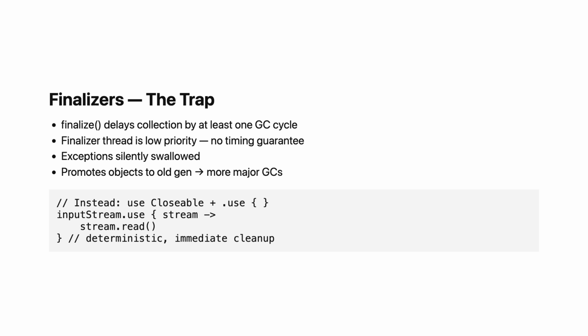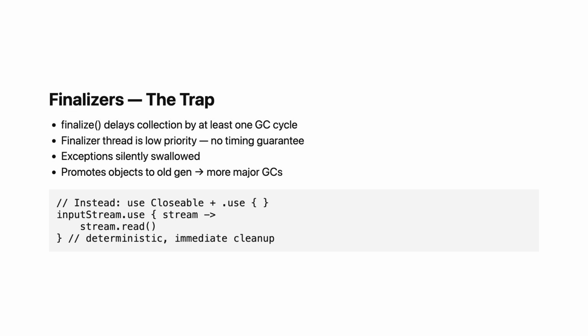Second, the finalizer thread runs at a low priority. There is no guarantee when it will get to your object. On a busy Android device, your finalizer might not run for seconds, or it might never run at all if the process is killed first. Third, if your finalizer throws an exception, it is silently swallowed.